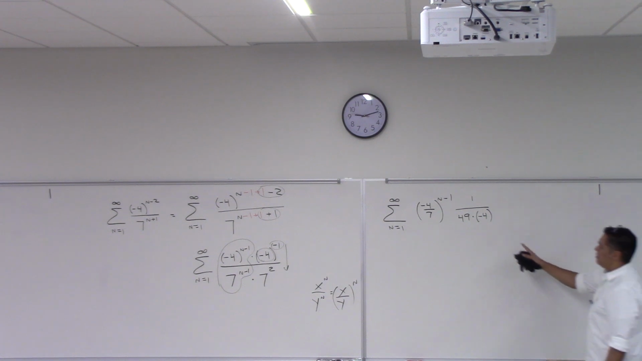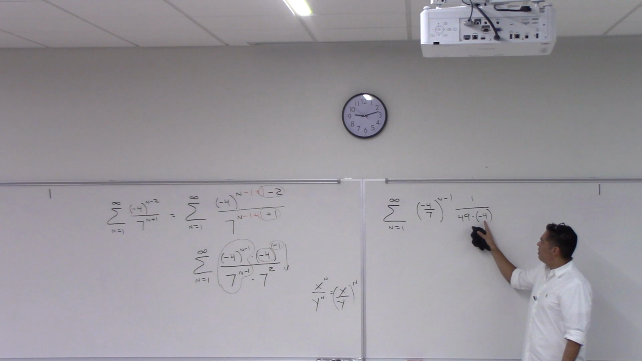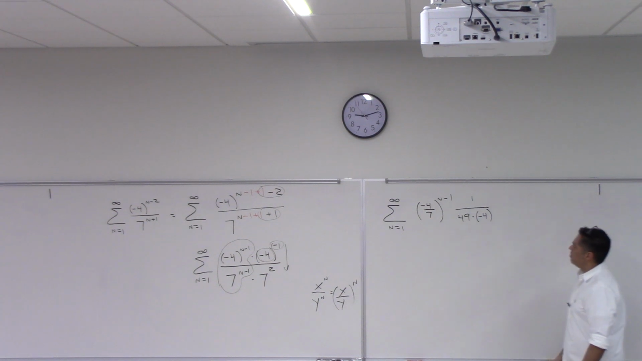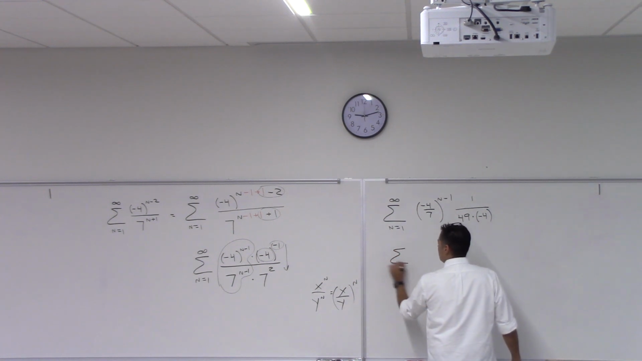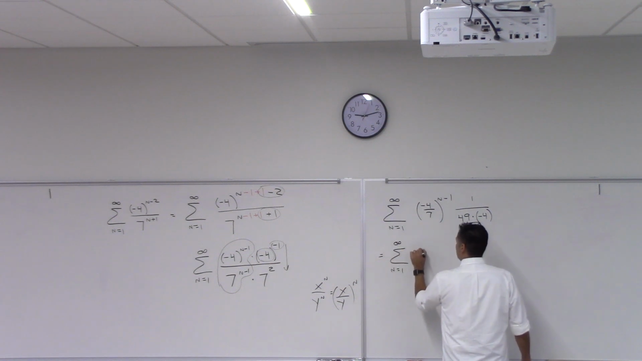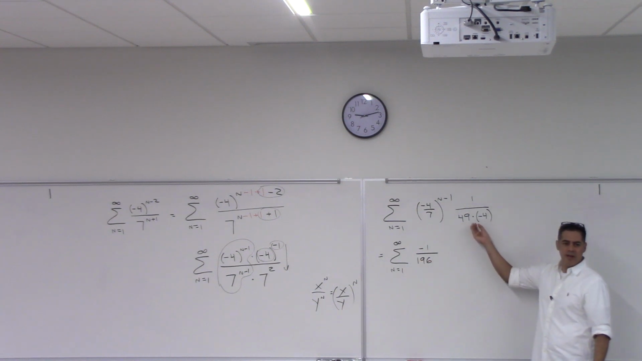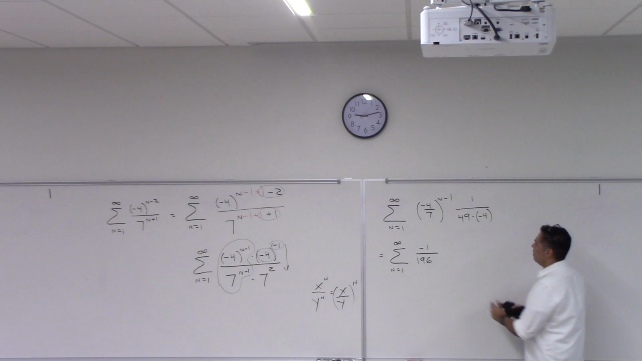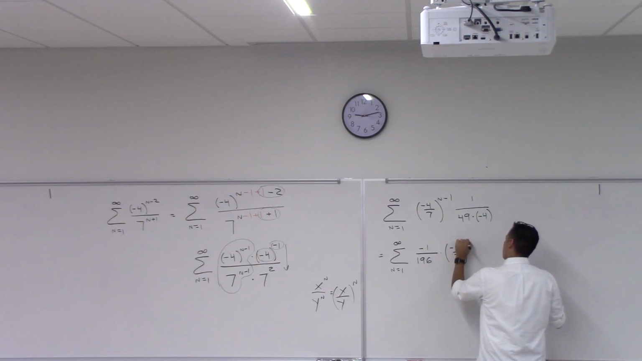And I need to multiply. So this is just a number, isn't it? So what's -4 times 49? 196, right? -196. So we get, watch what I do here. I'm going to say this is equal to sum n equals 1 to infinity. I'll say -1 over 196, because this does become a negative on the bottom, right? I just decided to put the negative on top instead. And then times -4 over 7 to the n-1.